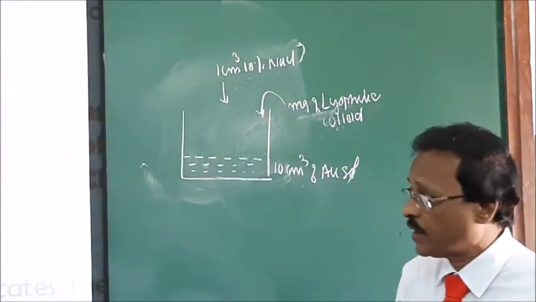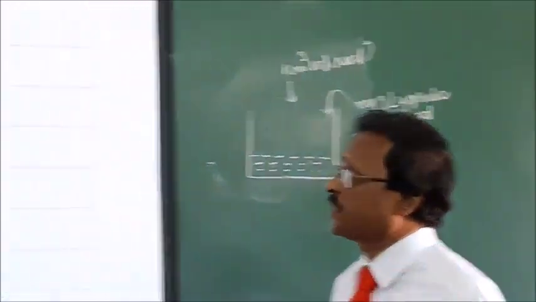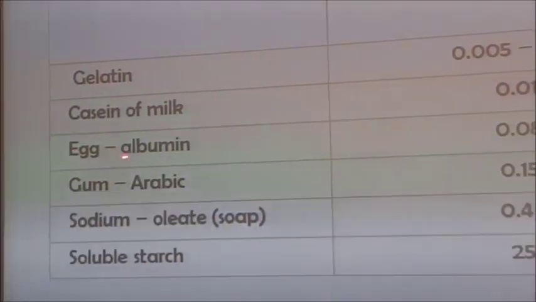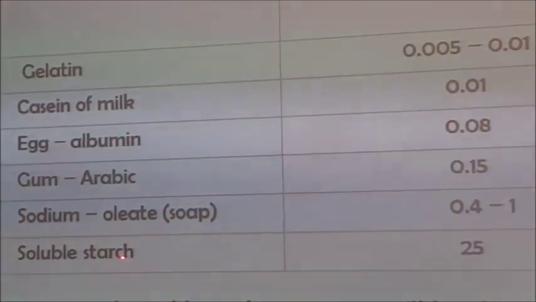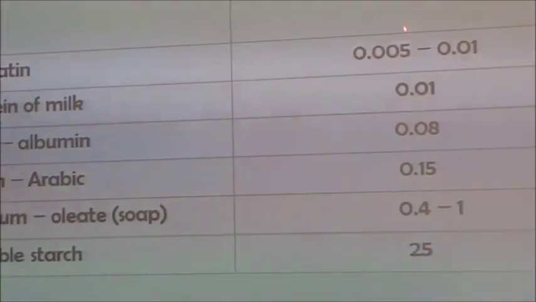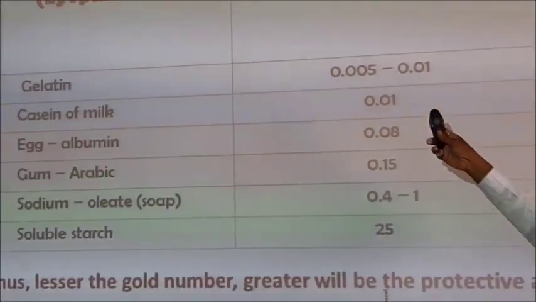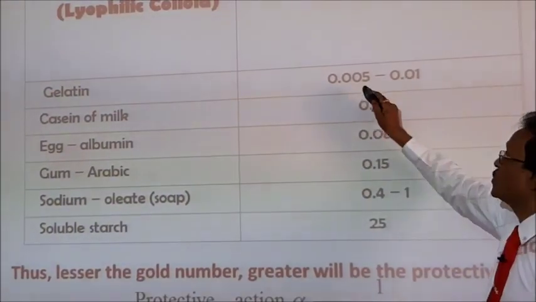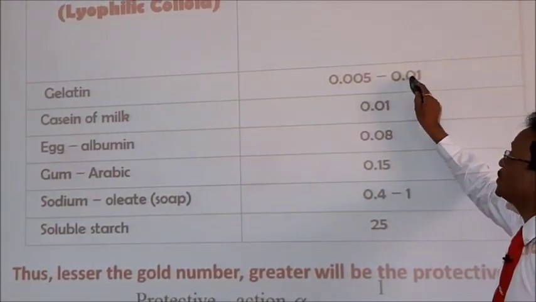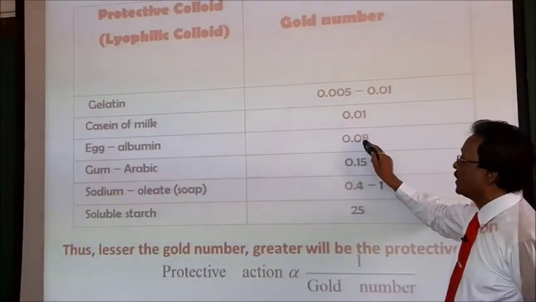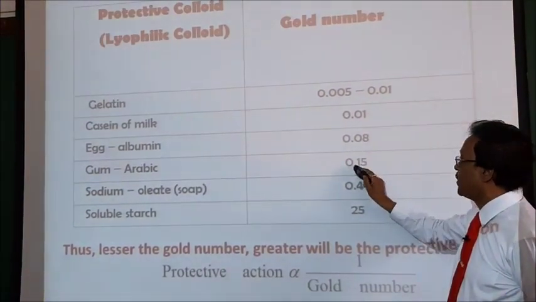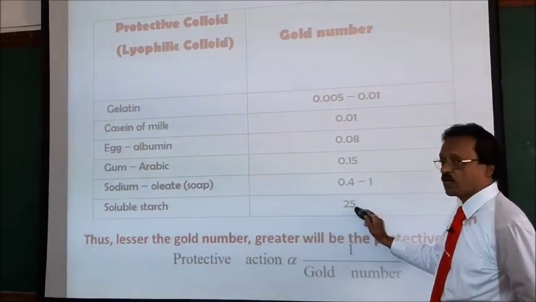Look at that, I will give the table of gold numbers as an example. Lyophilic colloids: gelatin, casein, milk, egg albumin, gum arabic, sodium oleate soap, soluble starch. Look at these gold numbers. For gelatin, this is a milligrams value, 0.005 to 0.01. You take egg albumin 0.08, gum arabic 0.15, starch 25.